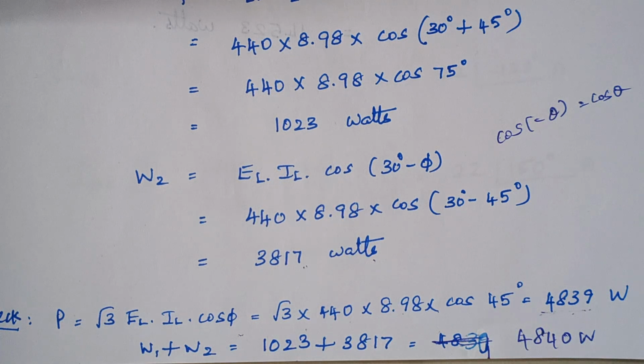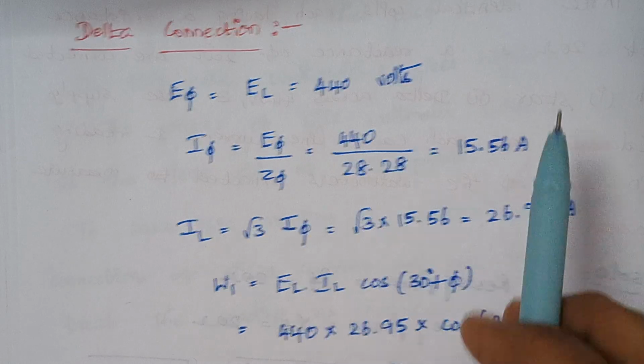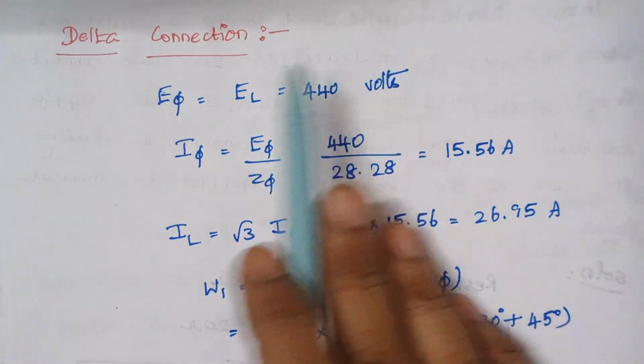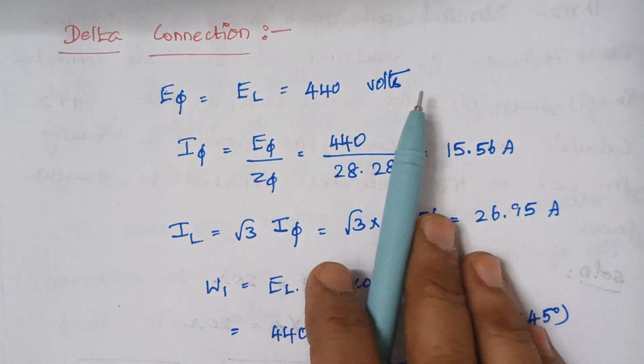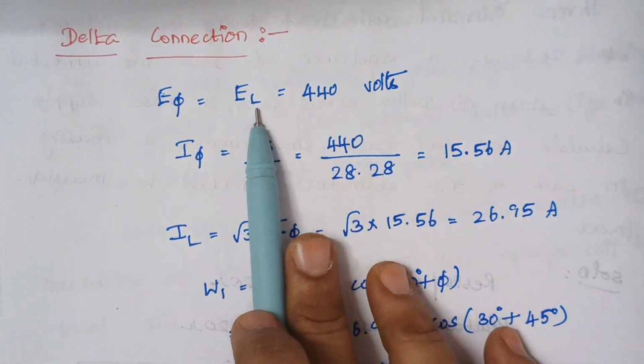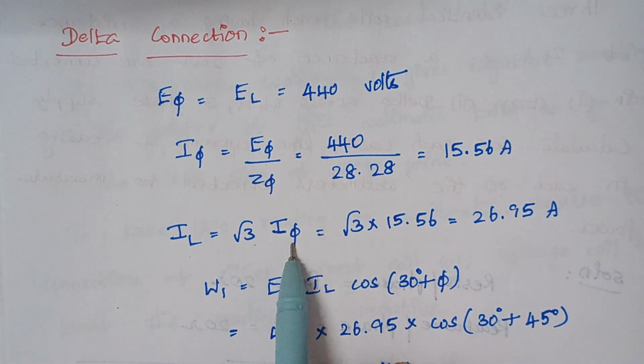Now we proceed with the second part, the delta connection. In a delta connection, as we all know, E phase is equal to EL, which is 440 volts. So in a delta connection the line voltage is equal to the phase voltage, but the line current is root 3 times the phase current.